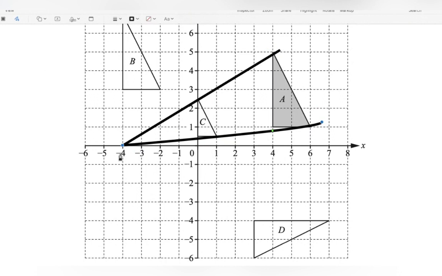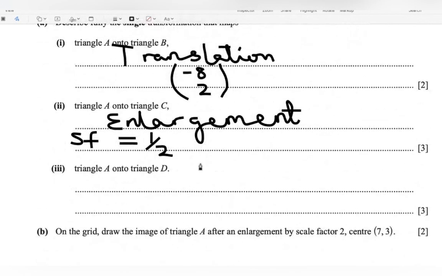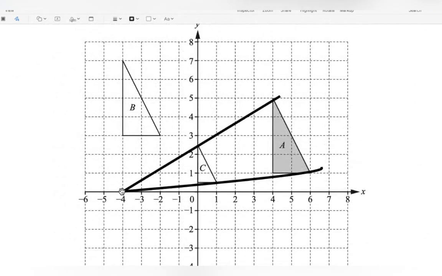So we say our enlargement point is -4, 0. So you must write the enlargement point. You write EP, that's enlargement point, equal to -4, 0. That's the enlargement point. I mean the coordinate of this point. Okay, it is -4 on the x-axis and 0 on the y-axis.